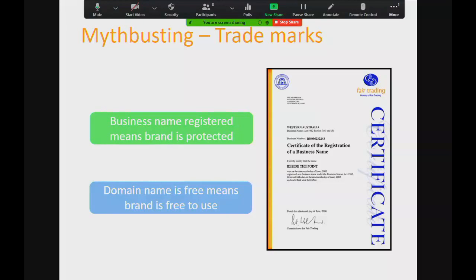And a lot of people come unstuck, particularly with a business name registration. That's merely a listing, you know, in alphabetical order held by some state government department about who's registered their business, you know, ABC Proprietary Limited, who the owner is, what their trading address is. Nothing to do with people being able to use the brand.